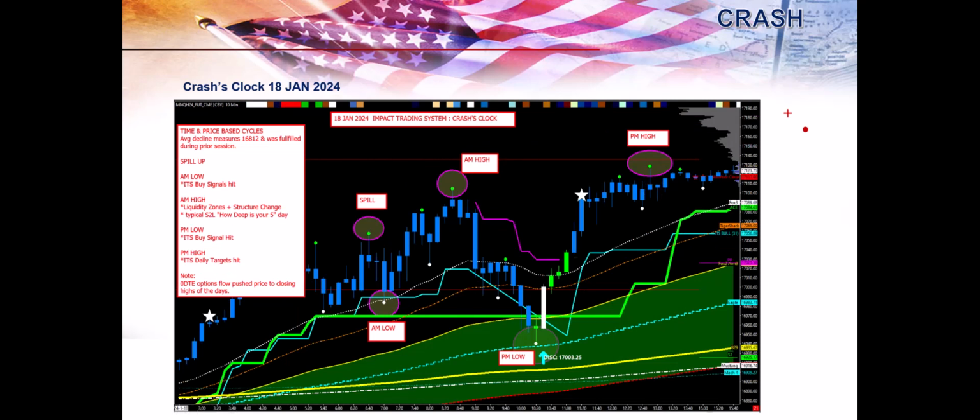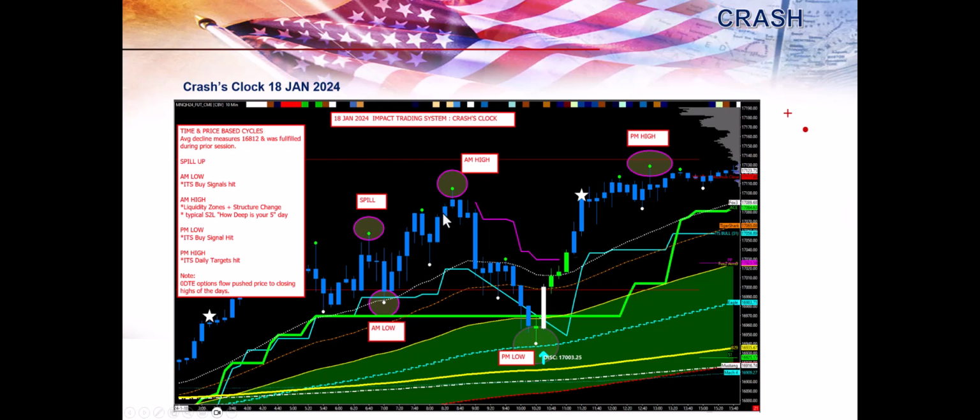On the 18th, this time we were reversing the spill to be a spill up. We were going to come down to an AM low. We had an impact trading system buy signal down here. This is called the ACE line. I'll talk more about that in just a second.